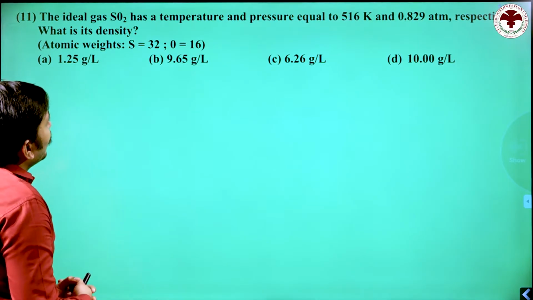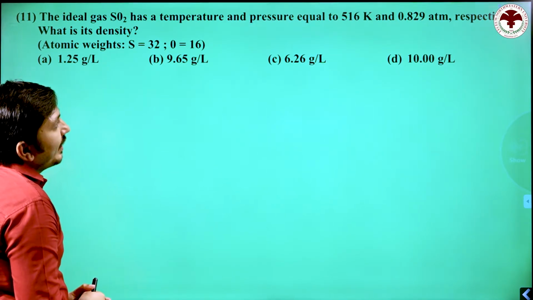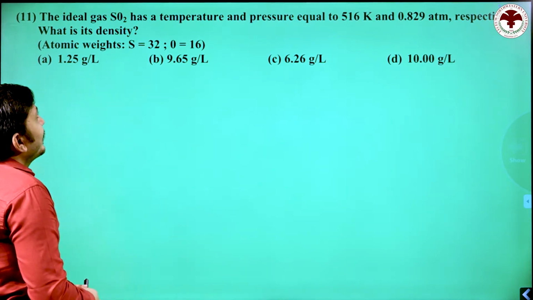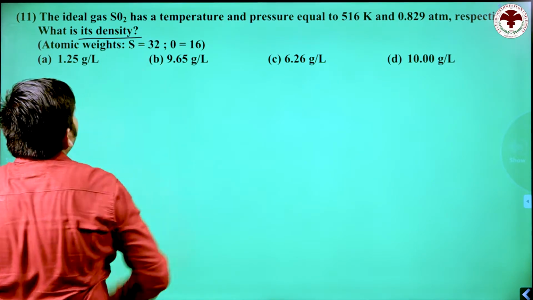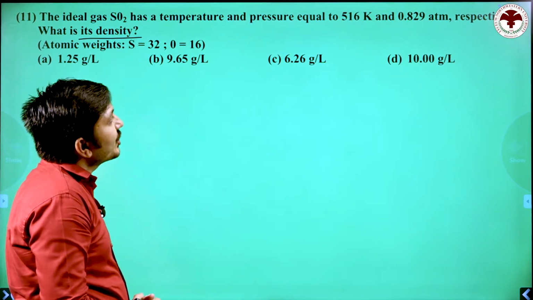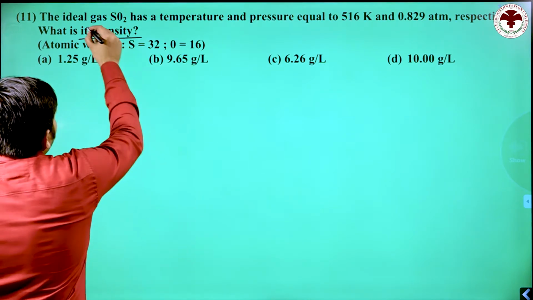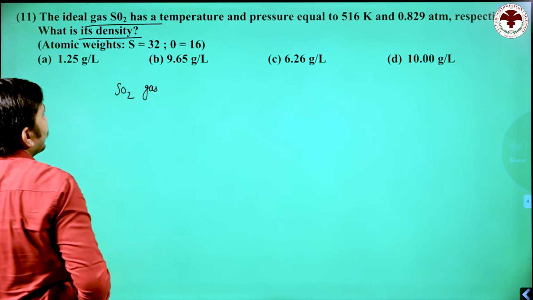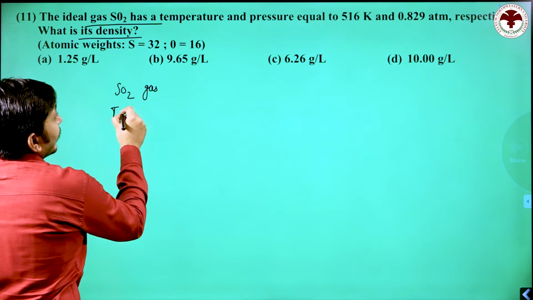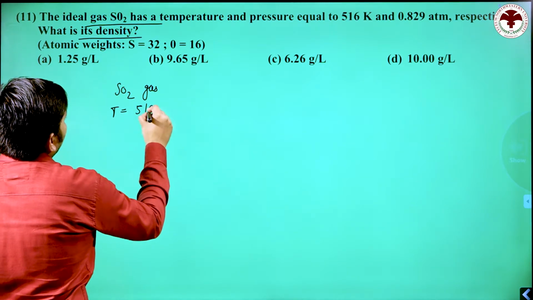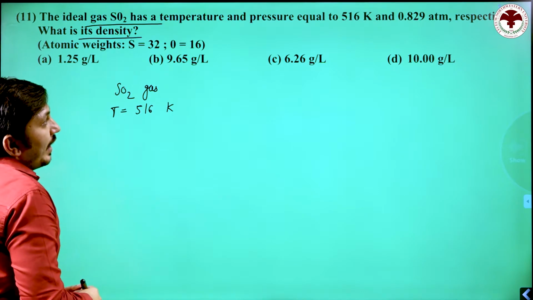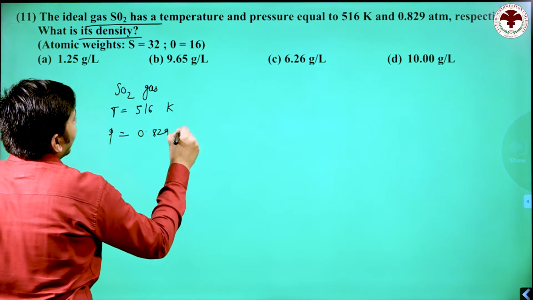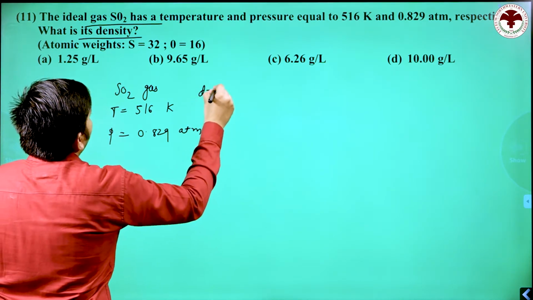The ideal gas SO2 has the temperature and pressure equal to 516 Kelvin and 0.829 atm respectively. What is the density? Okay, it is a very good question for the gaseous state. So we have the gas SO2, and temperature T is equal to 516 Kelvin, and the pressure is 0.829 atm. And what is the density?